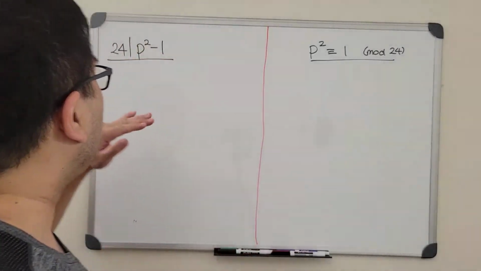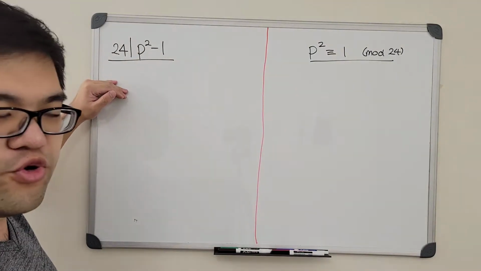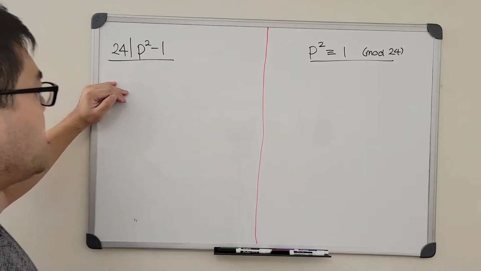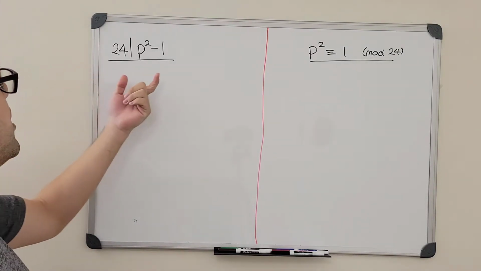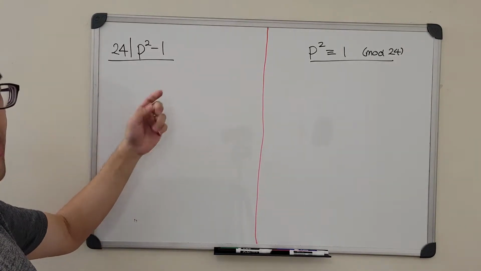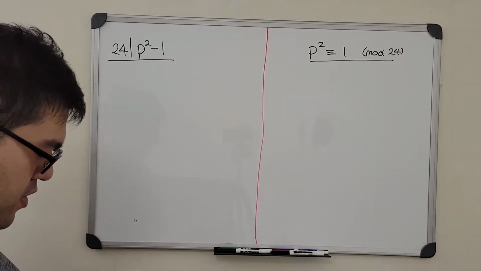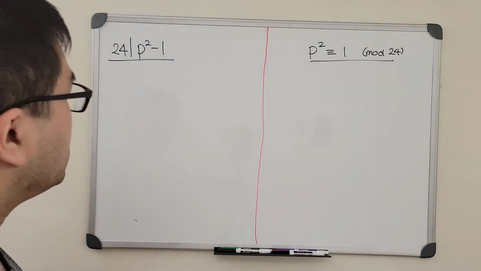So let's start with the proof without modular arithmetic. Meaning, we just want to simply show that p squared minus 1 is a multiple of 24. Well, how do we do this?